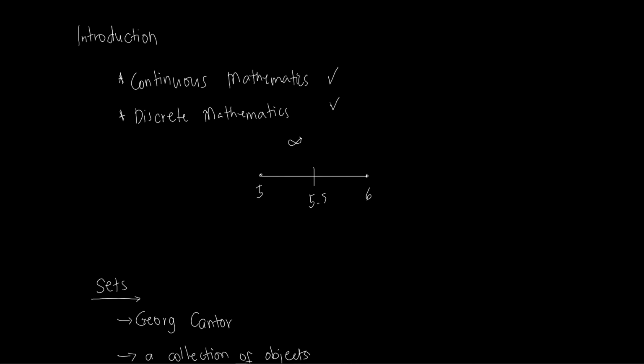Pero in discrete mathematics, hindi siya infinite, but finite lang. Definite lang siya, no? Kunyari, 5 points lang in between or 10 points lang siya in between. So, countable lang siya. So, that is the difference between continuous and discrete mathematics.